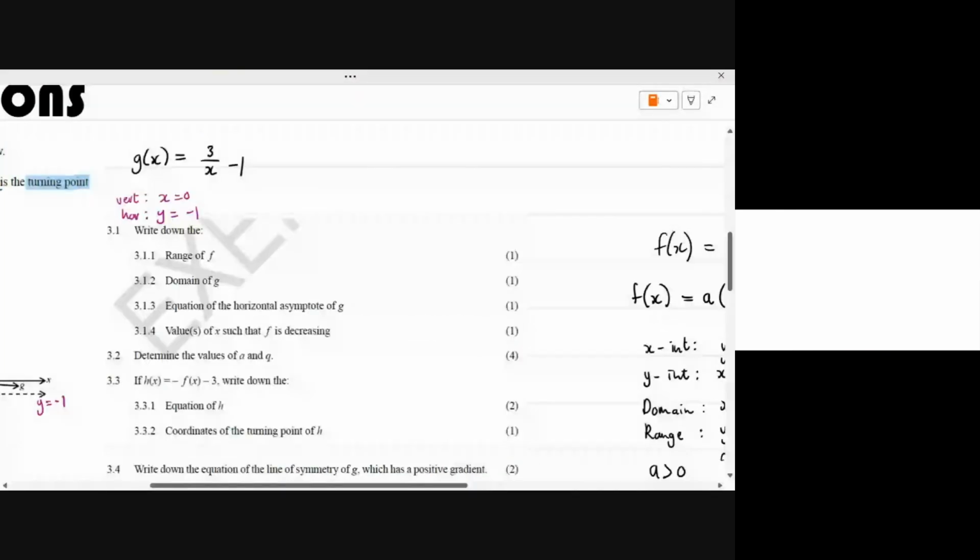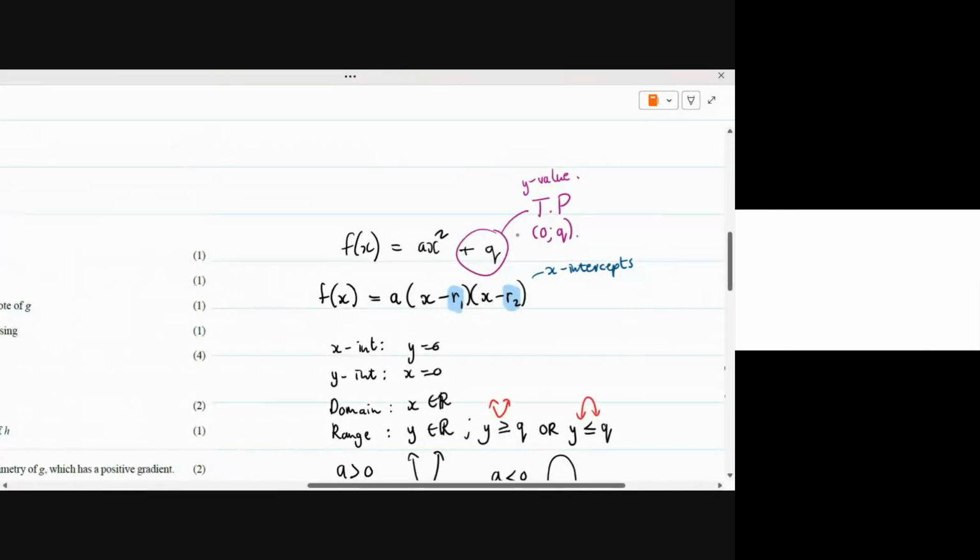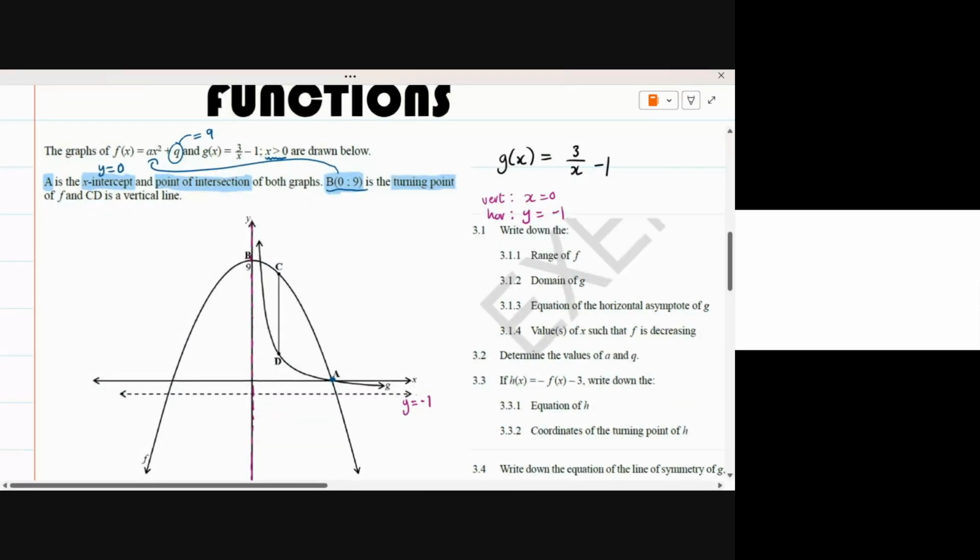Because if we look at the things that we had, q is the y value of the turning point. So we know that if (0, 9) is our turning point, that means q in our graph is equal to 9. Everybody okay with that? Let me ask you before I continue.